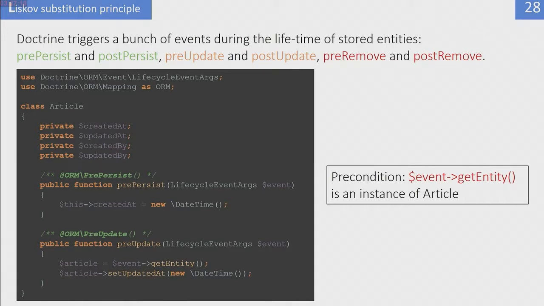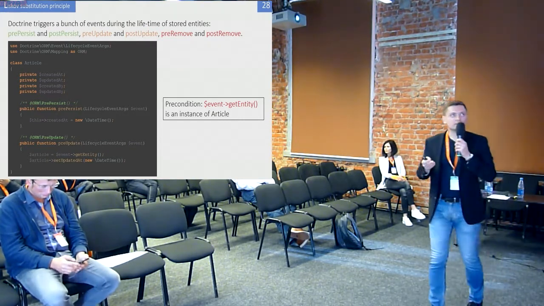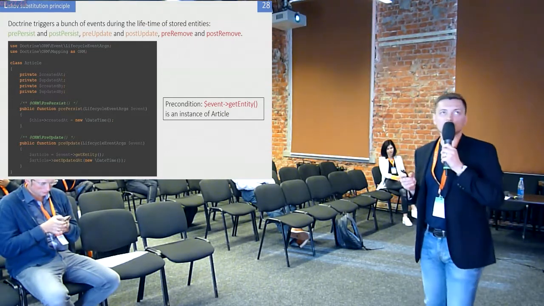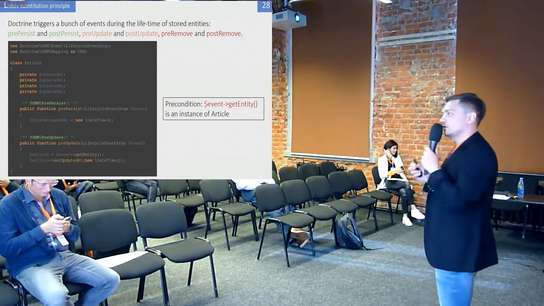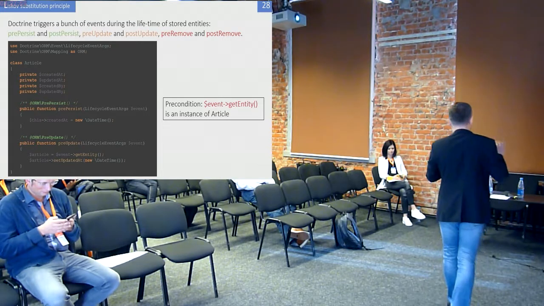During this process, Doctrine dispatches a lot of events like pre-persist, post-persist, pre-update, post-update, etc. Here's an example of an Article entity. It contains two listeners, prePersist and preUpdate, to automatically update the date of creation and the date of update of this article. The precondition here is that the event is always an Article. It's 100%, you can be sure that this is an Article, so this is no problem.